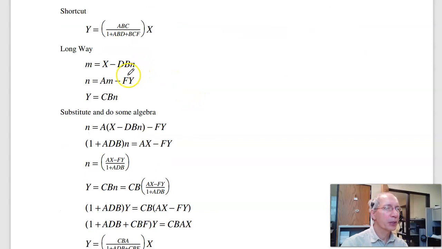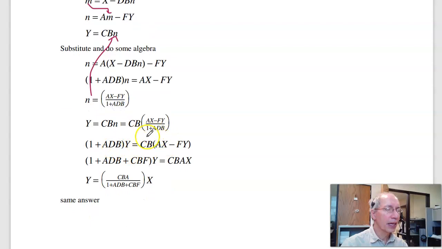Now doing some algebra, I can substitute in for m to get this equation. Now solve for n, then substitute. N goes here. And after a little bit of algebra, clear the denominator, bring all the y's left, I get the same answer. So that's problem number 1.